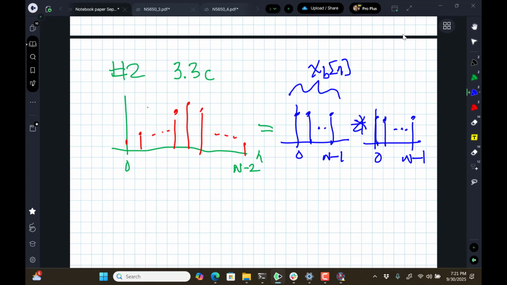So that will be the triangle, and shouldn't it be 2n minus 2? Yeah, it's 2n minus 2, I guess. I don't know. I'm looking at my drawing. Yeah, 2n minus 2.